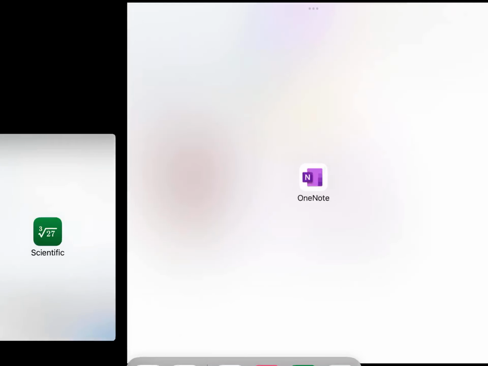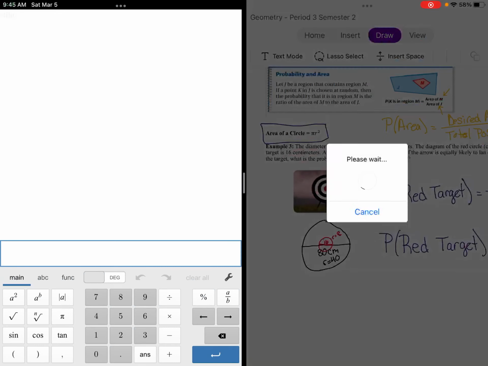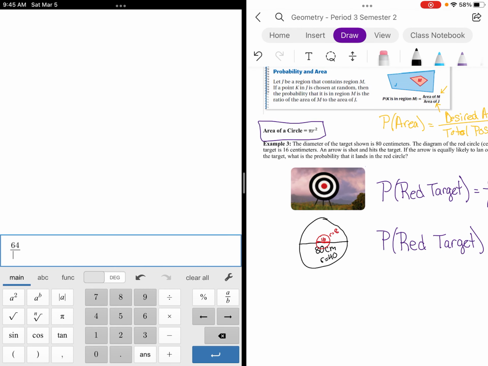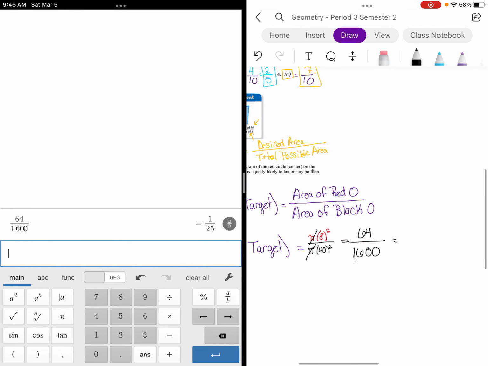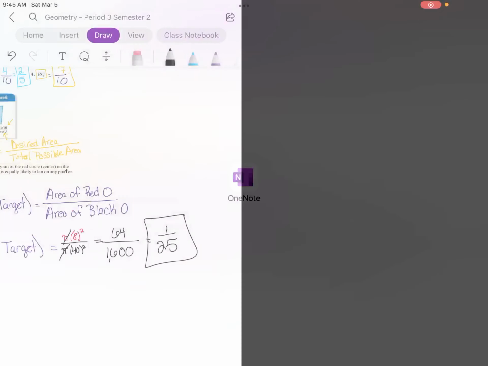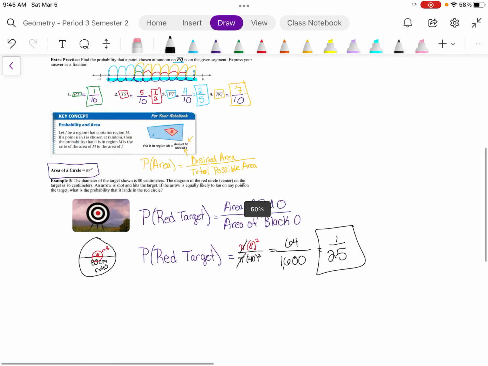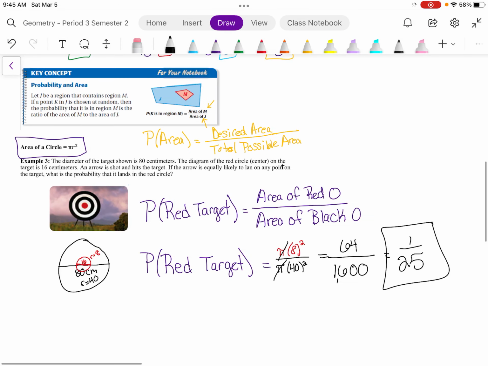And remember, you can use the calculator to simplify your fractions. So the likelihood of us hitting that red target would be 1/25, or 1 out of 25. That would be our final answer. So if you have any questions on this, please let me know, and you should have everything you need to complete the homework.